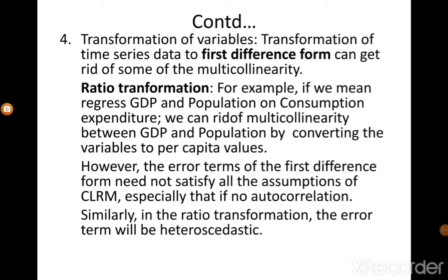Another method to deal with multicollinearity is to transform the given variables into some different form. For time series data, one of the commonly used transformation methods is to convert it into the first difference form. The first difference form actually gets rid of some of the multicollinearity. Let me just show you what first difference form means.